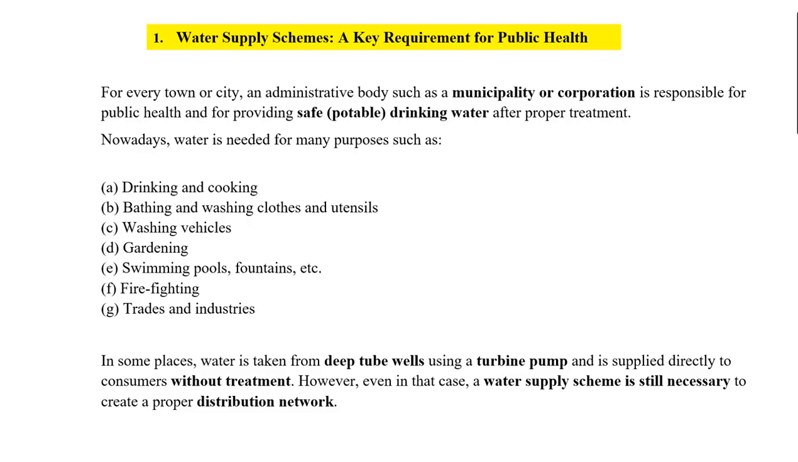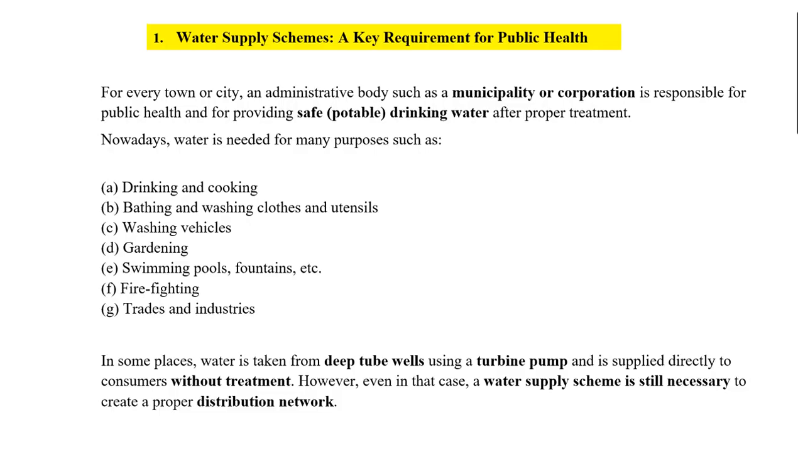For every town or city, an administrative body such as a municipality or corporation is responsible for public health and for providing safe, potable drinking water after its proper treatment. Nowadays, water is needed for many purposes such as drinking and cooking, bathing and washing clothes and utensils, washing vehicles, gardening, swimming pools, fountains, firefighting, and trades and industries.